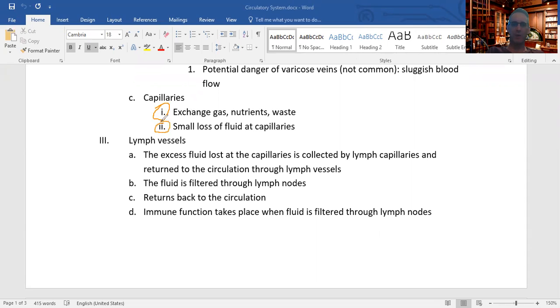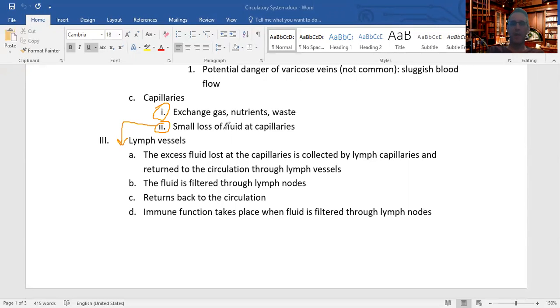We do lose a tiny amount of fluid at the capillaries that does not make it back in, which is why we have lymph vessels. This is the third part of the circulation that we get to talk about. The fluid that gets out of the capillaries into the tissues, if it kept getting out, you would have edema and swelling. But the lymph capillaries collect this, and then the lymphatic circulation will eventually return it back to the blood.